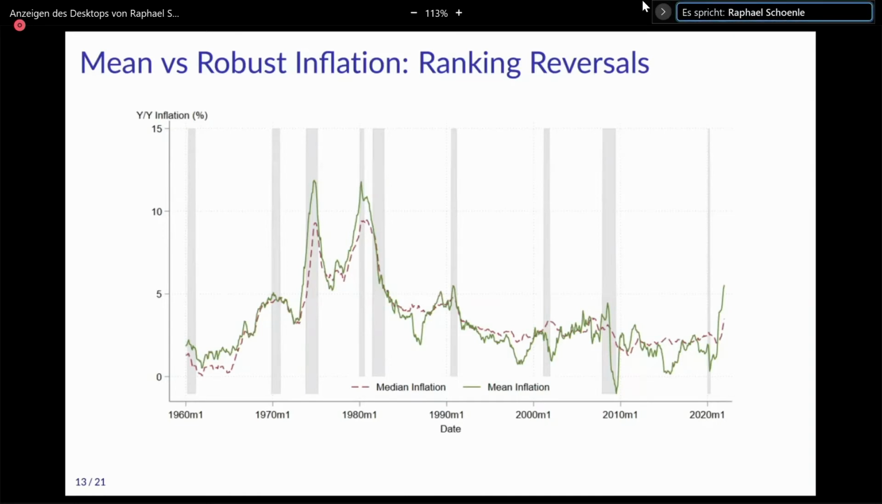Our third fact concerns the two different measures of aggregate inflation, mean versus robust inflation, where we find that the ranking has reversed over time, or has been reverting over time. Here you can see that in the early period, using our full data span, we find that the median tends to be usually below the mean, and then only starting in the mid-80s has the mean often fallen for quite extended periods below the median.